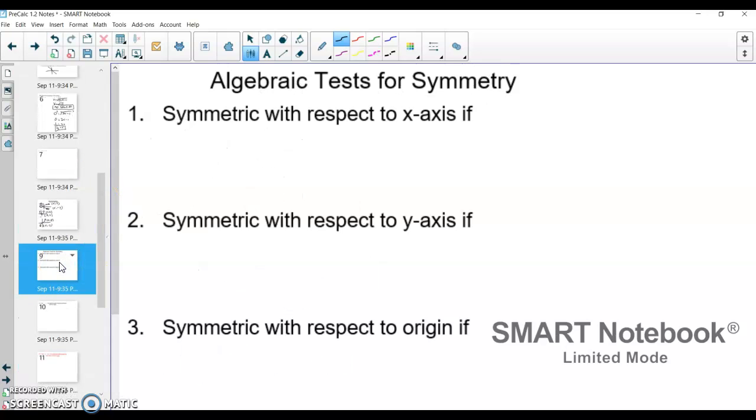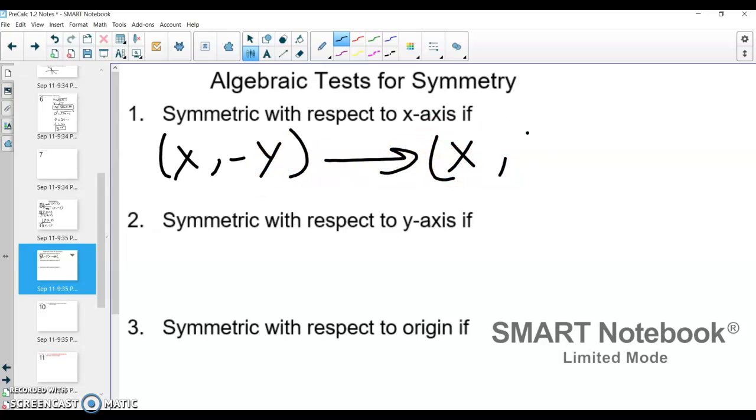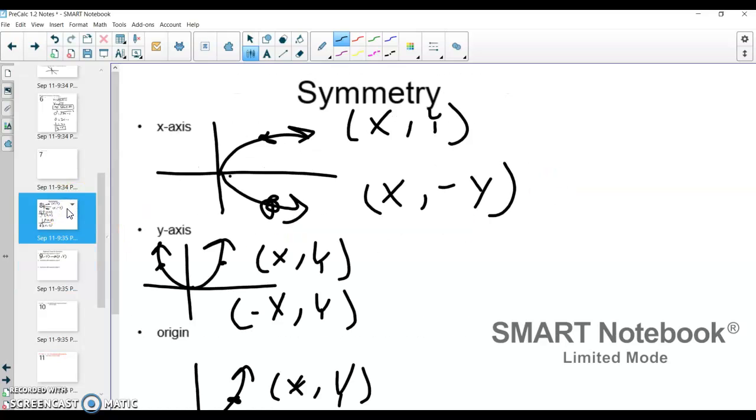So for symmetry with respect to the x-axis, if you plug in positive x and negative y, you should get out a positive x and a positive y, because that's what we're talking about with that symmetry. If I have an equation and I put in a negative y and a positive x, I should come out with the same answer as positive x and positive y.